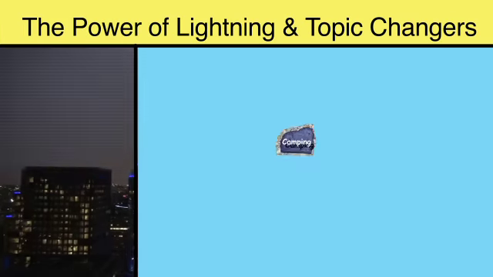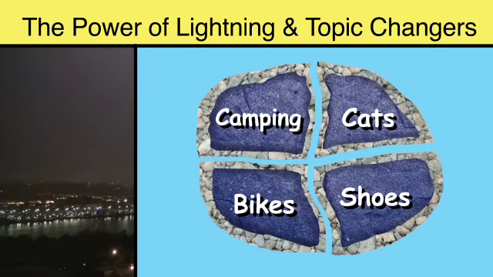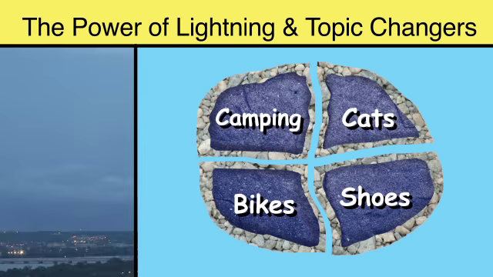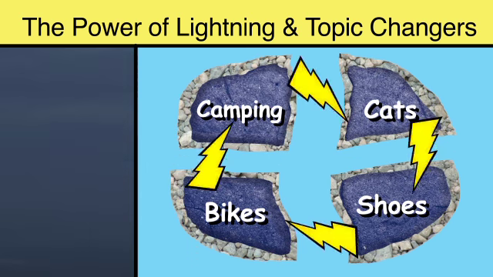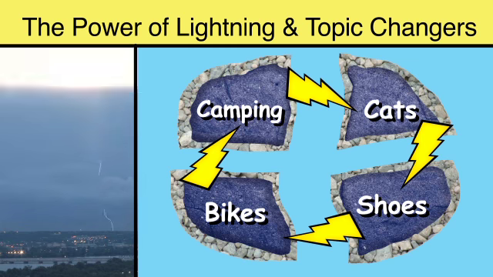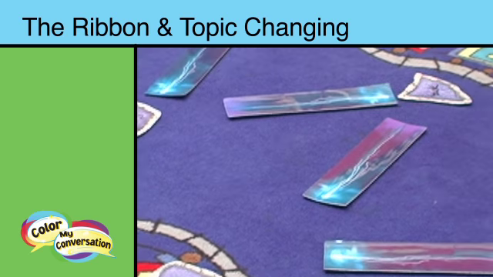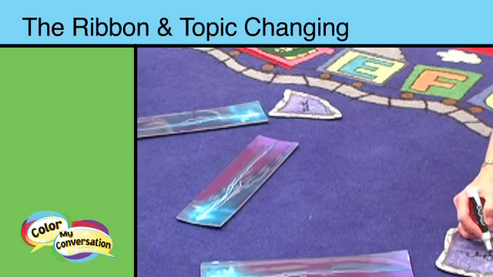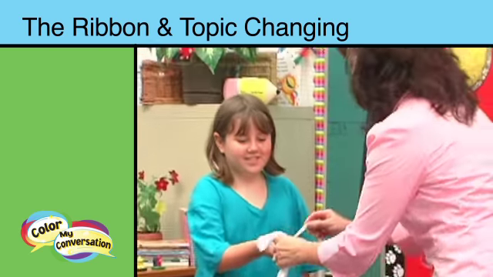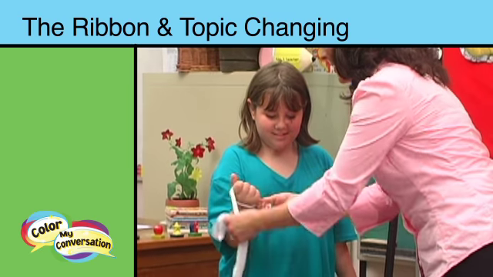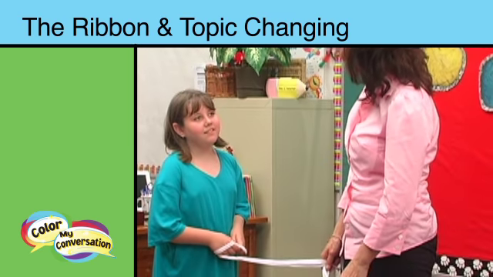Number 2, the conversation coach will then make an association between natural lightning and the power that it can have with topic changers and the power that they can have in the conversation. And finally, the conversation coach is going to take a ribbon, hold on to one end of it, and give it to one of the children in the group that has the stronger conversation skills.